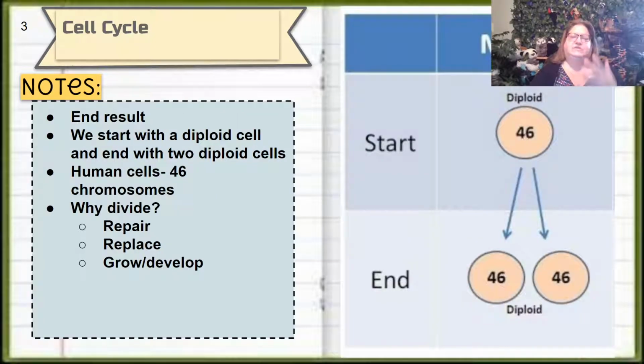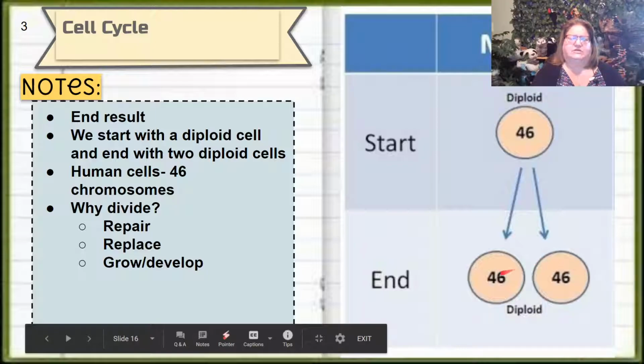Then let's see what the end result is. We start with a diploid cell. In humans, that would be 46 chromosomes. So we start with a diploid cell. We end with two daughter cells that are each diploid. And so they should have the exact same copy of chromosomes.